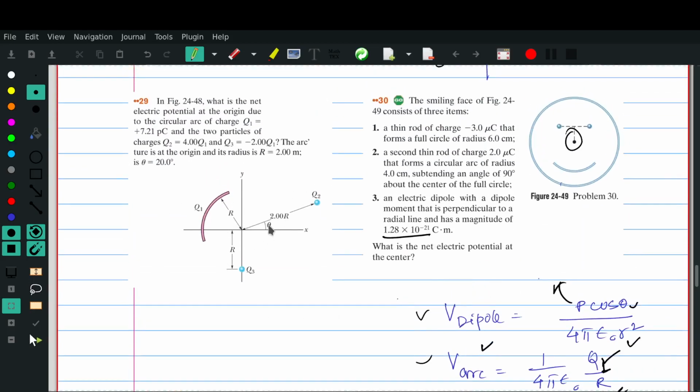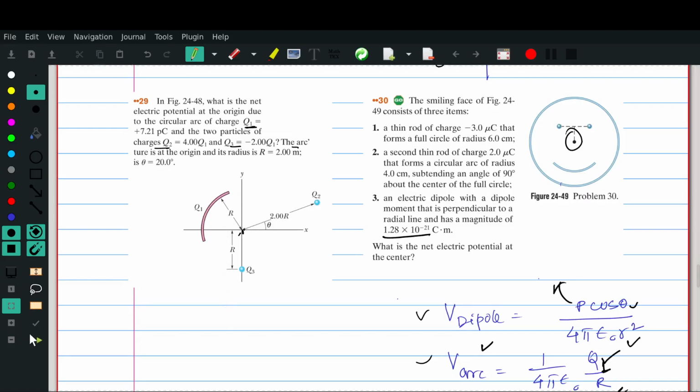Okay, so there is also this other problem. Let's see what they are talking about. What is the net electric potential at the origin due to the circular arc of charge q1 and the two particles of charge q2 and q3? So how do you do this?